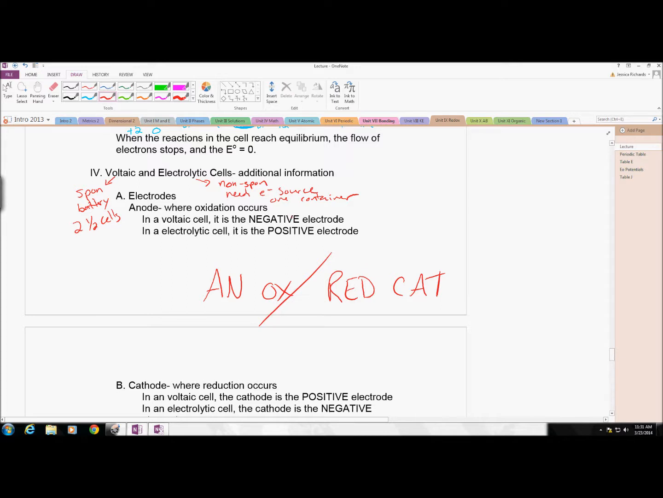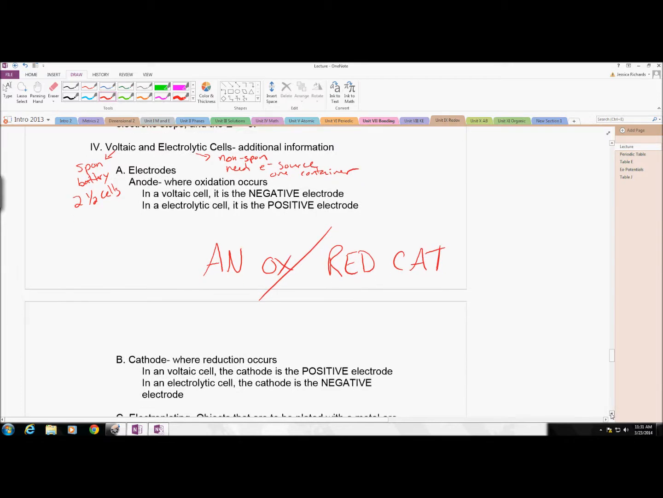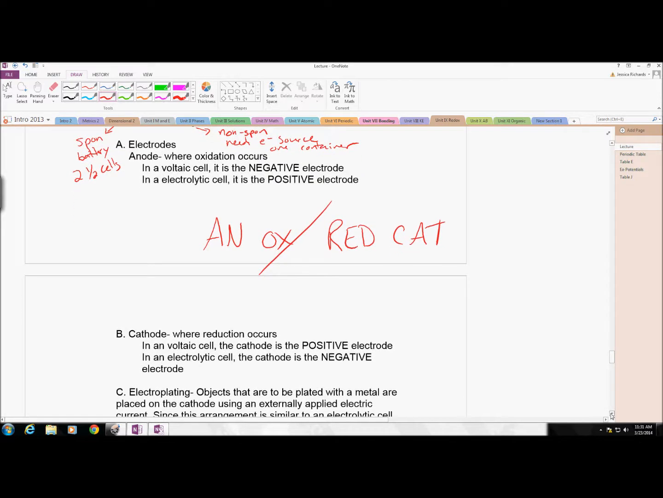What's different is their charge. In a voltaic cell, the anode is negative. In an electrolytic cell, it's positive. And then the opposite for the cathodes. In a voltaic cell, the cathode is positive. In the electrolytic cell, it's negative.